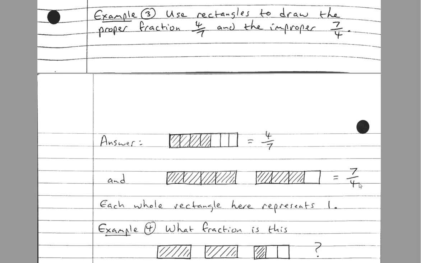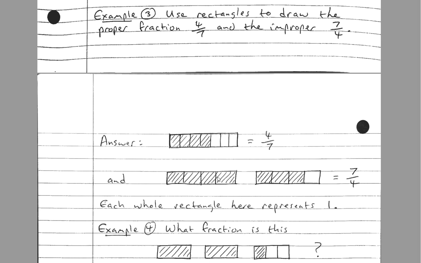Okay, so 4/7, it's less than 1, so less than the full rectangle. But what about 7/4? This bottom number 4 here is telling us to divide the rectangle into 4 equal pieces and shade in 7.